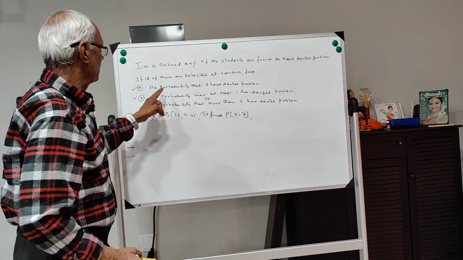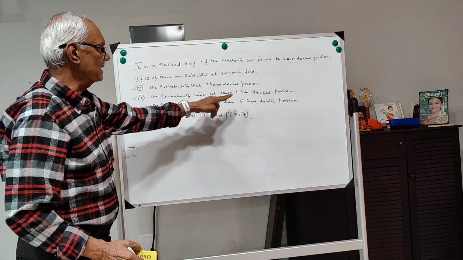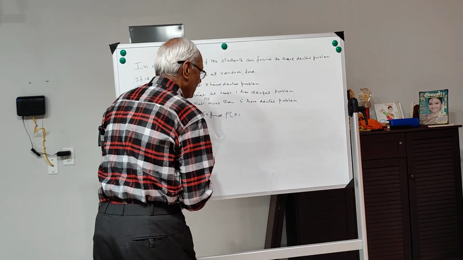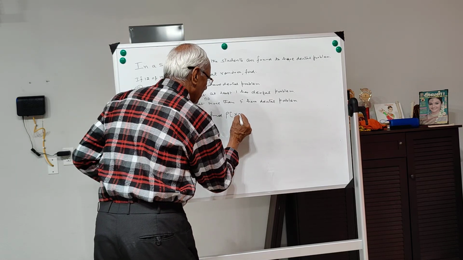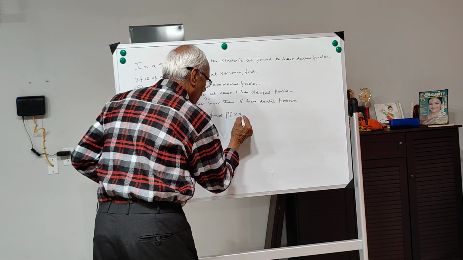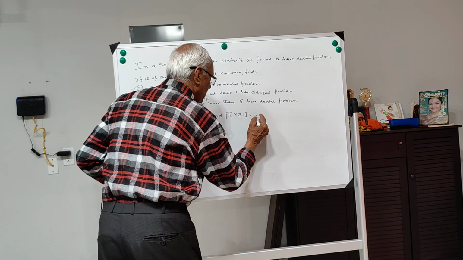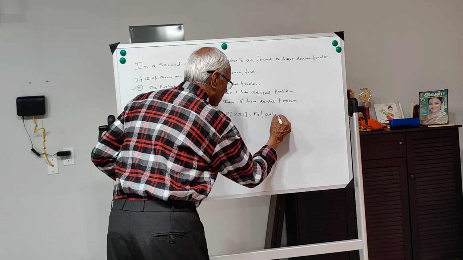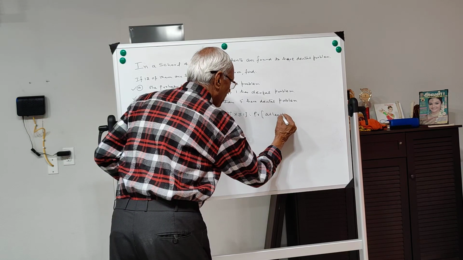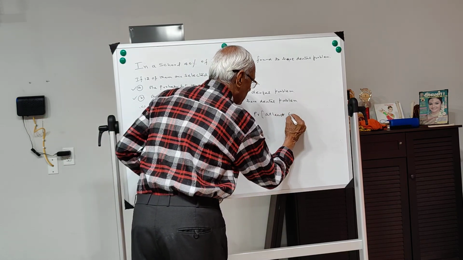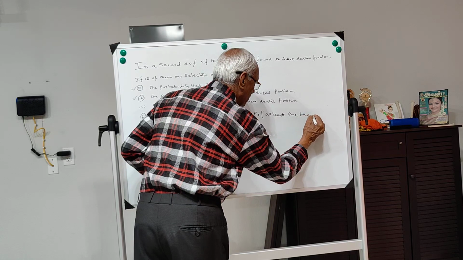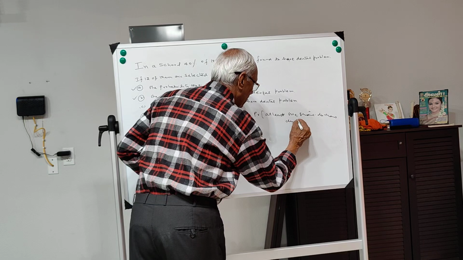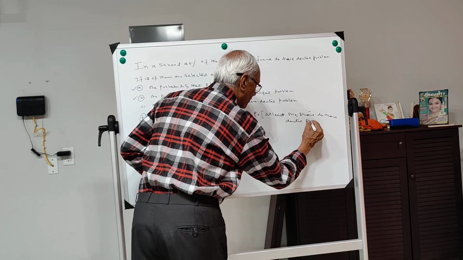What is B now? The probability that at least one has a dental problem. We just have to find, see, "at least one" means it must be greater than or equal to 1. What is the meaning of this? Probability of at least one student to have a dental problem.